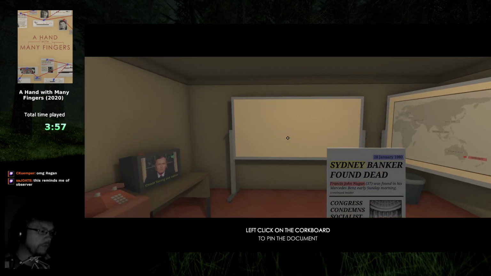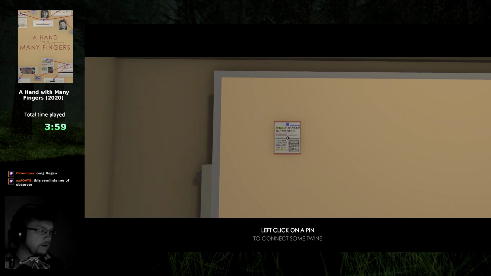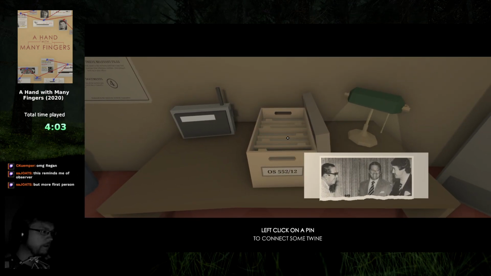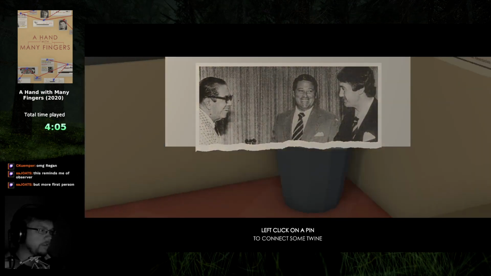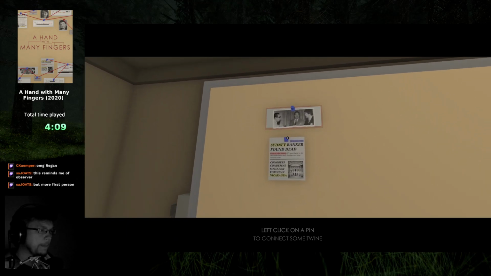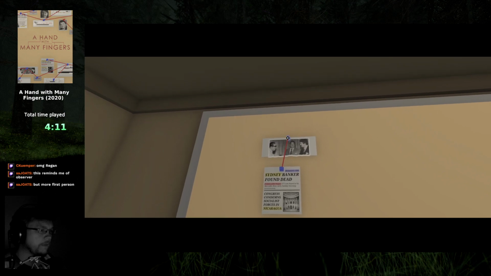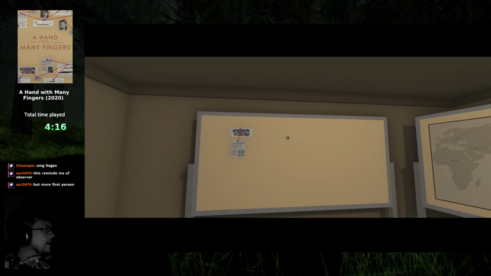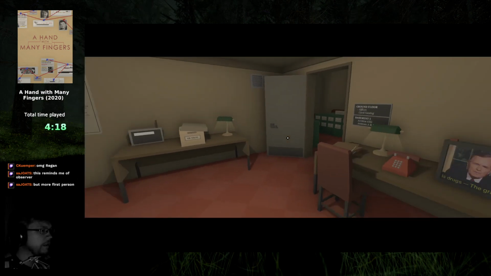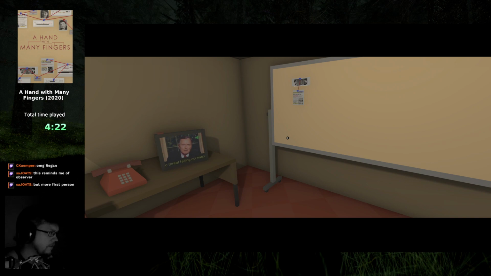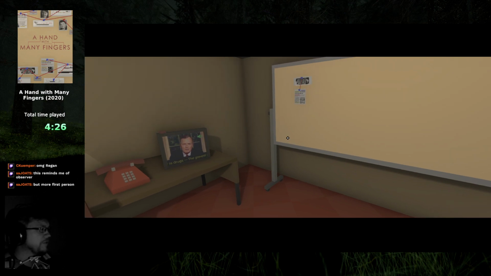Left click on the corkboard to pin the document. I assume that's him. So we are doing detective work, effectively. And my understanding is that we are going to uncover something historically accurate.